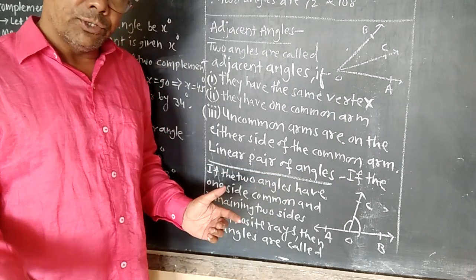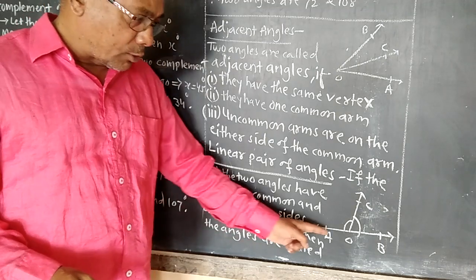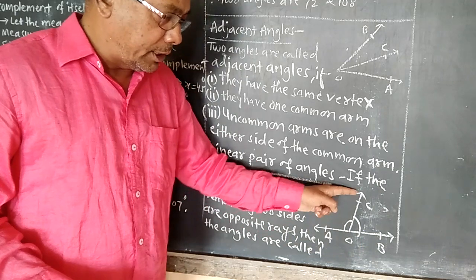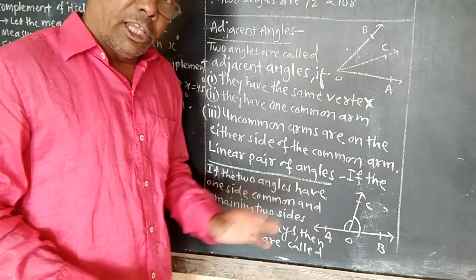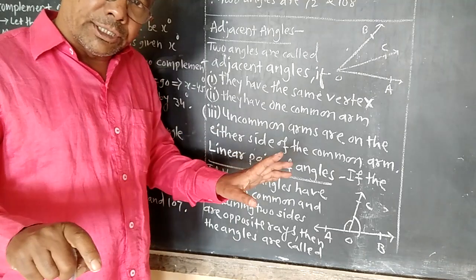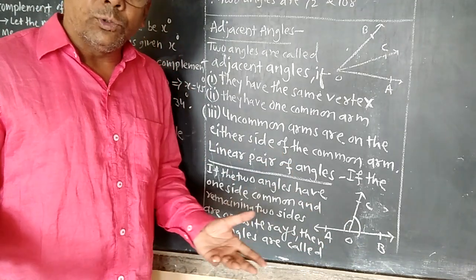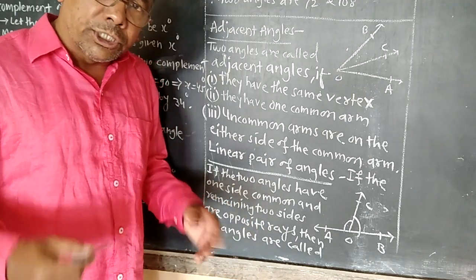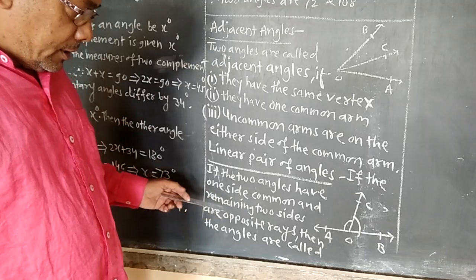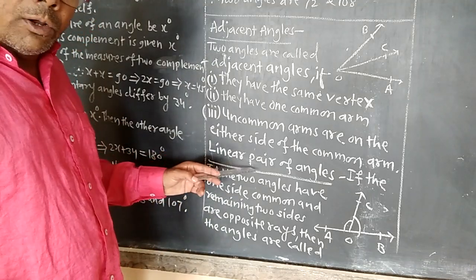Or in another language we can say that if the two angles have one side common, here the two angles are AOC and BOC, and OC is their common side, and the remaining two sides, means OA and OB, are opposite rays, then the angles are called a linear pair of angles.